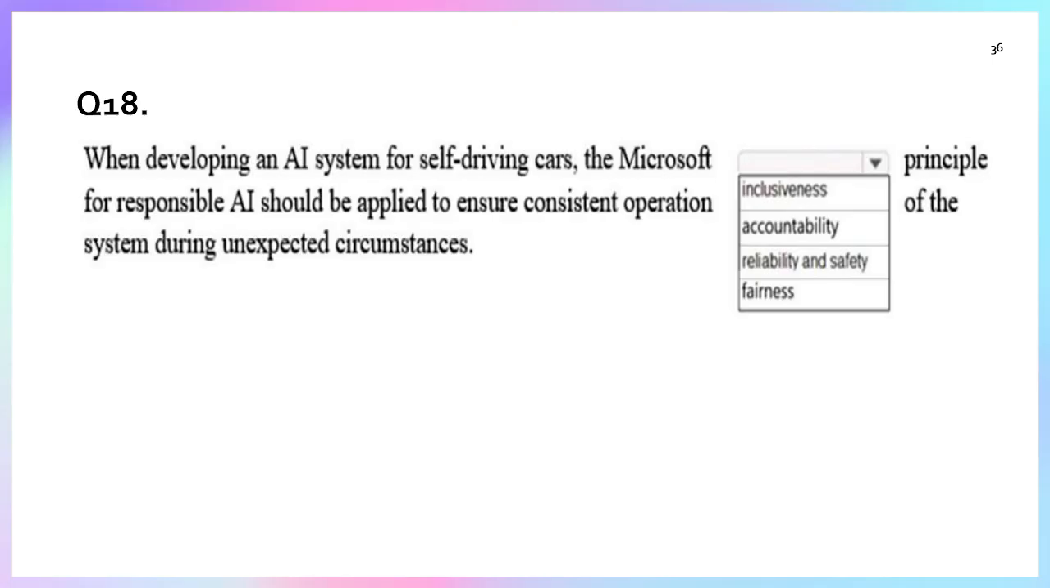Inclusiveness is used to include every person, so this is not the principle. Accountability means they are responsible. Yes, accountability, but it's not the one here. It means whatever we do, they will be accountable for that. But this is not the main part.